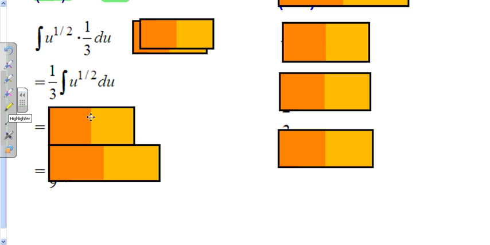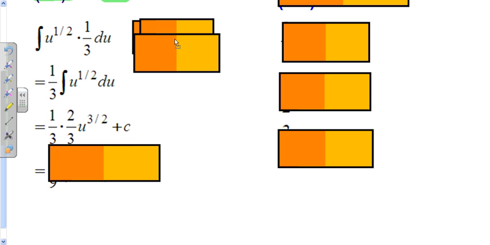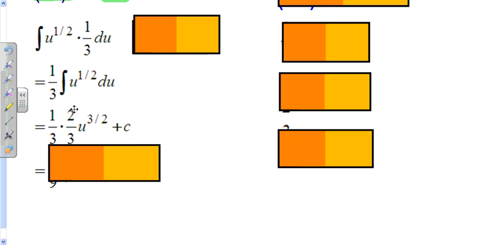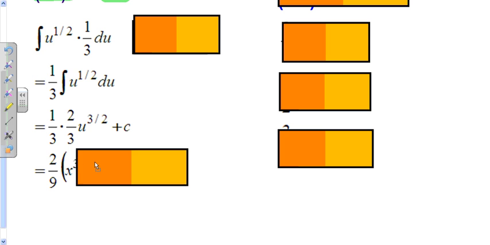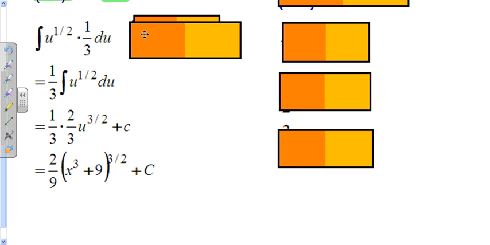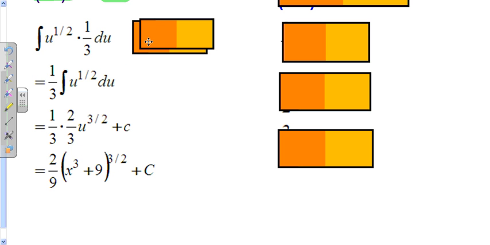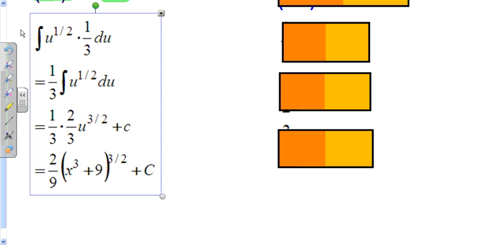u to the 1/2. So you increase your exponent by 1, and you've got to have a 2/3 in front to offset that, along with that other 1/3 gives you really a 2/9 in front. Replace u with what we started u out to be, and then we end up getting our answer.